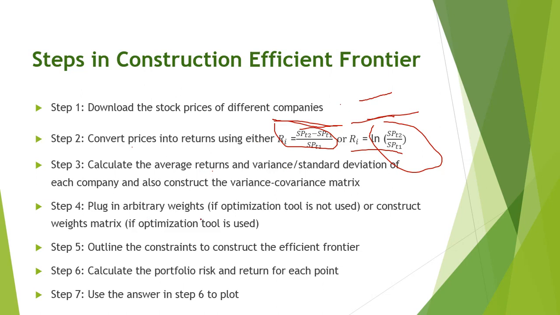Then if you are not optimizing with an Excel solver or any tool, just put some arbitrary weights, any weights you want to take. For a 2 asset case, I'm saying. For 3, 4, 5 assets it is very difficult. So for 2 assets we'll take some arbitrary weights, and when we are using the optimizing tool, we will be constructing the weight matrix, because then we will outline the constraints. There are 2 constraints. One is the portfolio return, and the second is that all weights add up to 1.